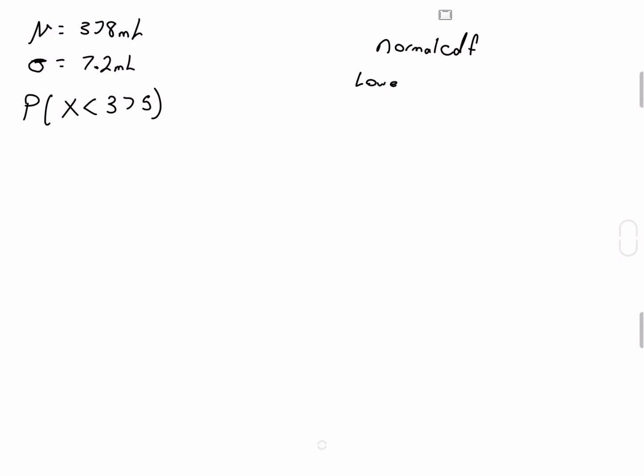Our lower, upper, mean and standard deviation. We're just going to plug in, like we have been doing all along, a lower of minus 1 by 10 to the power of 99. Our upper in this case is 375. Our mean is 378 and our standard deviation is 7.2. Plug all those values in, let the calculator do its thing, and this is roughly going to be equal to 0.338.